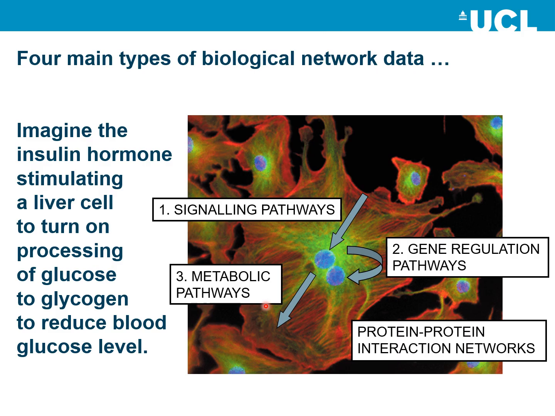So these are within the liver cell, responding to insulin. These are the 4 main classes of pathways and networks.